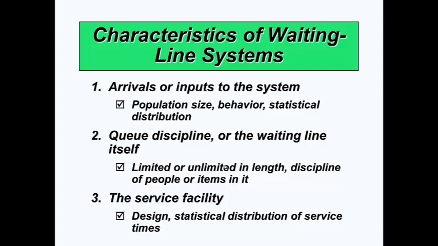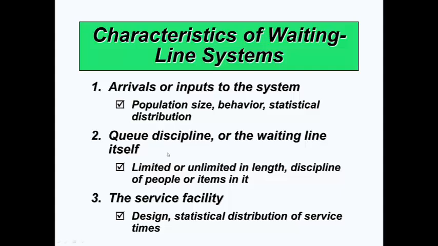Behavior of the arrivals. So you got to know what is the psychology, the attitude, the behavior of the arrivals. How long are they willing to wait? What discourages them? So on. What is the statistical distribution of the arrivals? Are they going to arrive constantly, one every 5 minutes, or are they going to arrive at a rate of 20 per hour? So what is the statistical distribution?